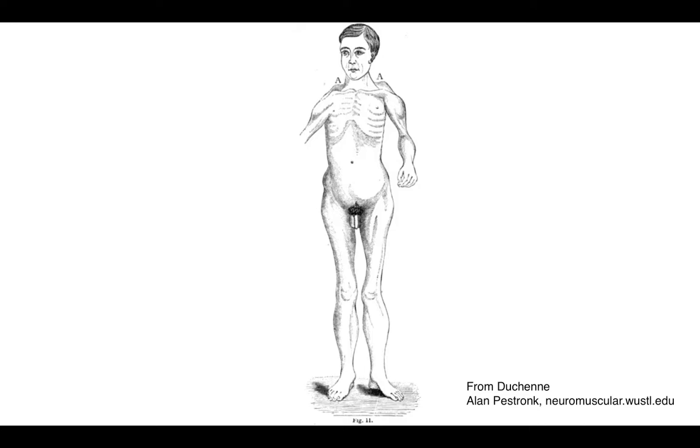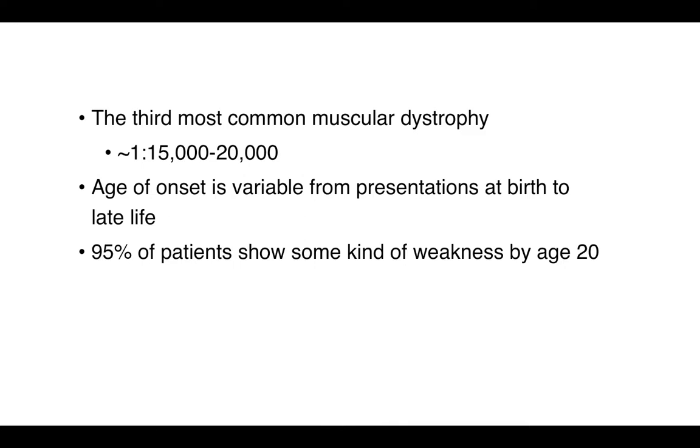So what are some of the clinical features of this disease? It is the third most common muscular dystrophy, affecting about 1 in 15 to 20,000. The age of onset is variable, from presentations at birth to late life. 95% of patients show some kind of weakness by the age of 20.